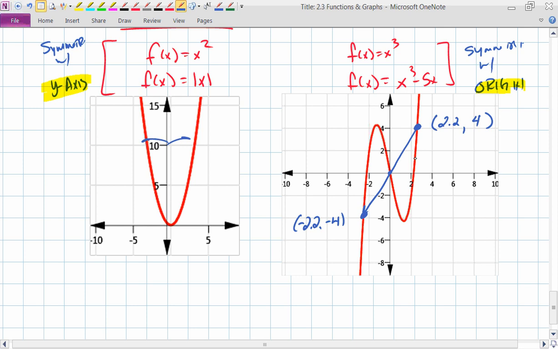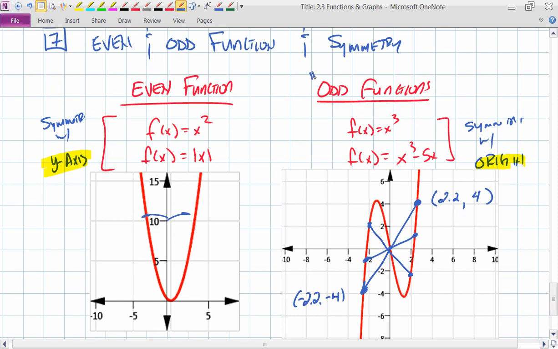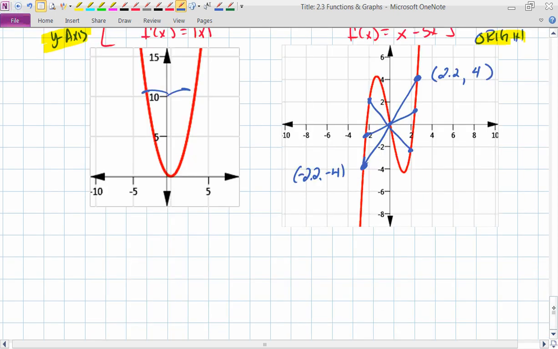Check it out, it works every single time. This point's on the graph, boom, draw a line in the opposite direction, boom, that point's on the graph. If that point's on the graph, draw a line through, boom, that point's on the graph. They are symmetric with the origin, which is why they're so cool. We just call these odd functions, and we call these even functions. Has nothing really to do with even or odd numbers per se, right? Don't get confused about that part.